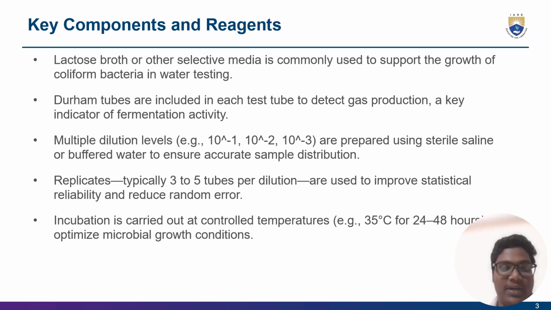Replicates, typically 3 to 5 tubes per dilution, are used to improve statistical reliability and reduce random error. Incubation is carried out at controlled temperature, for example 35 degrees for 24 to 48 hours, to optimize microbial growth conditions. And this is the key components and reagents.